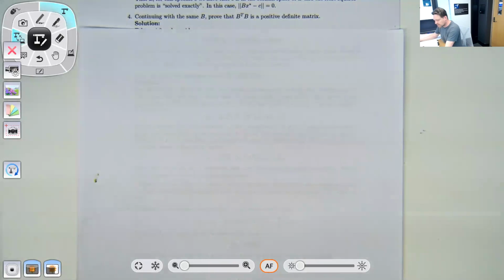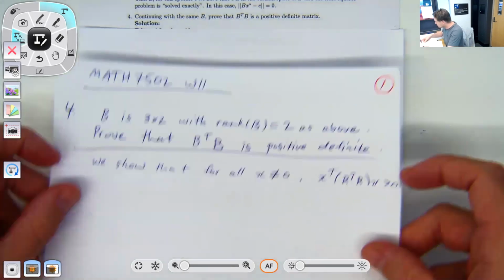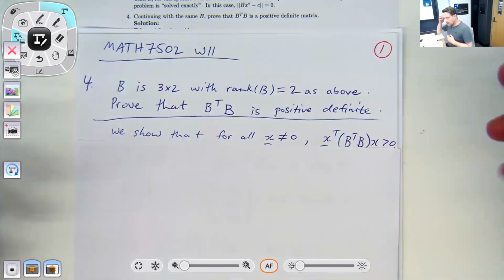Continuing with the same B, the same B that we had previously. It's 3 by 2, and it has rank 2 as above. Prove that B transpose B is positive definite as a matrix. I'm going to show you what I've got written here, and go through it line by line.